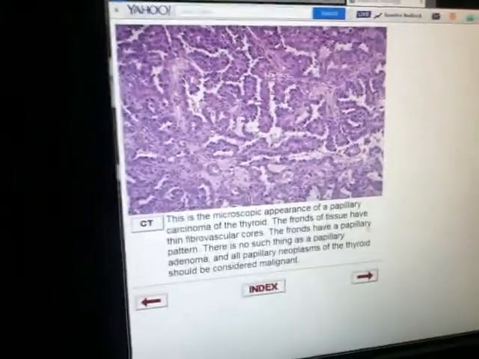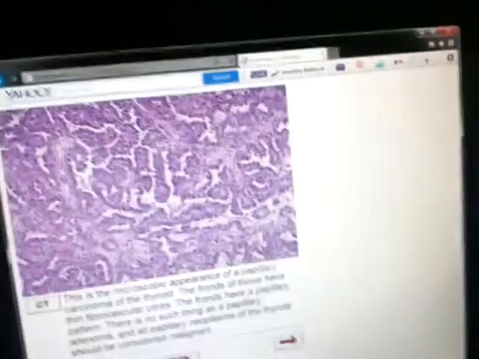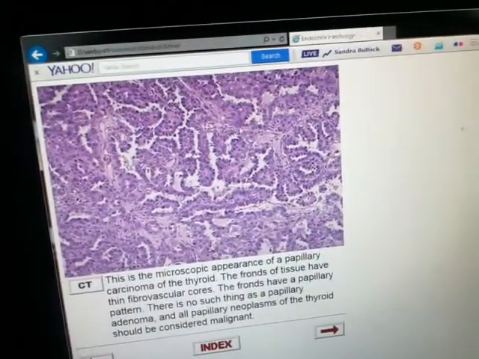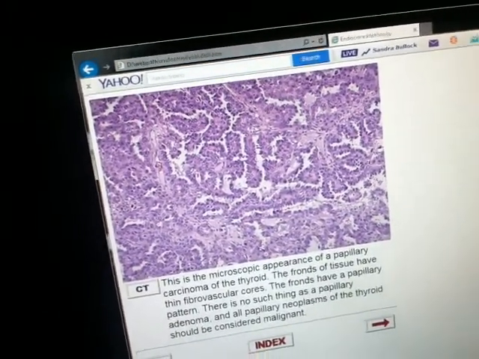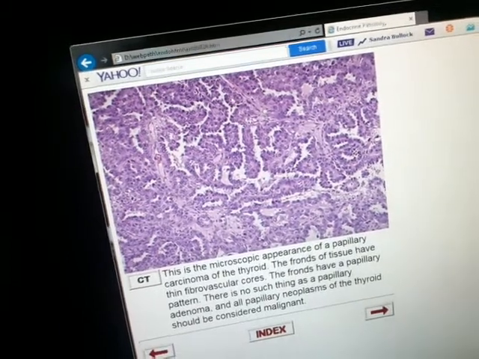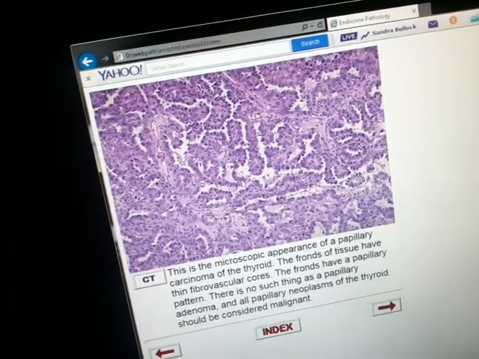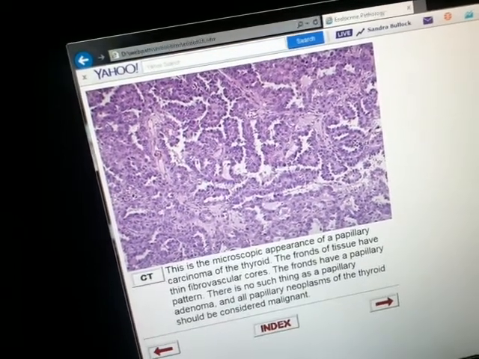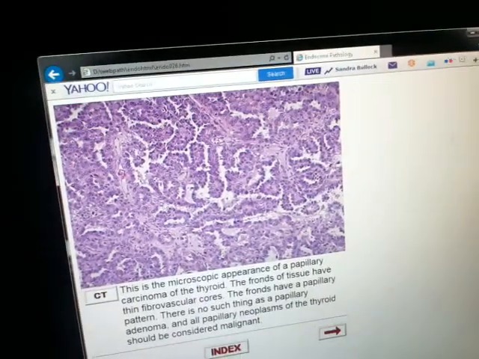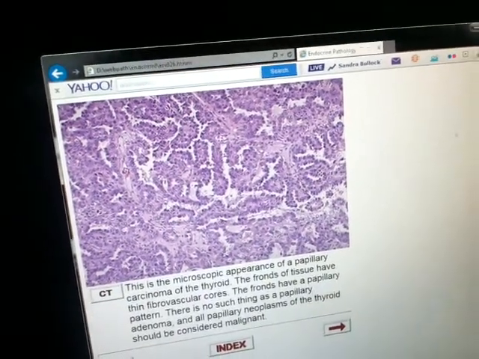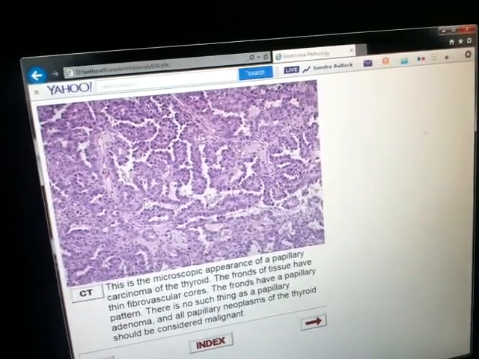This is the microscopic appearance of papillary carcinoma of thyroid. Here are the papillary fronds with a central fibrovascular core. The lining malignant cells show nuclear features of papillary thyroid carcinoma, which include clearing, like in this nucleus. You can notice that the nuclei are not blue as usual. It's clear. This is clearing.